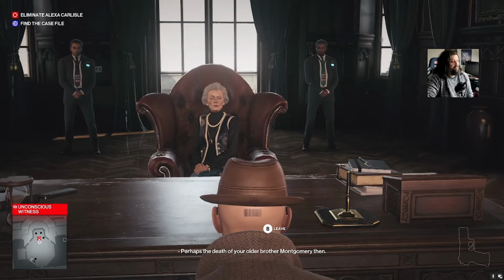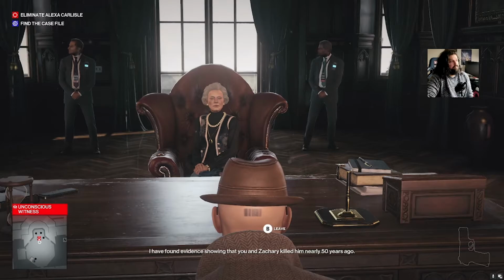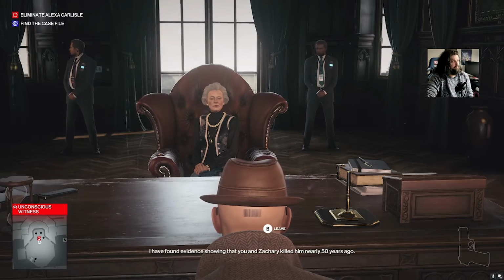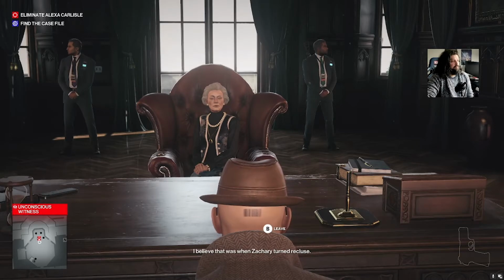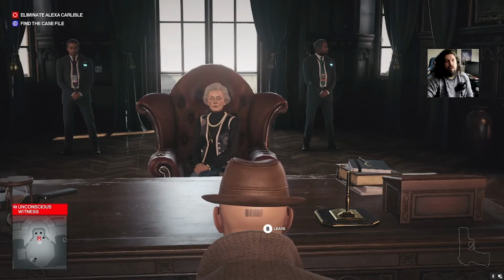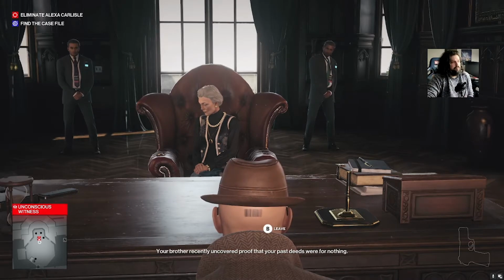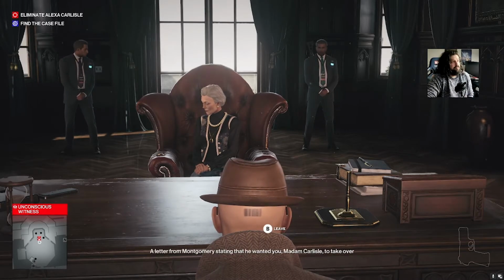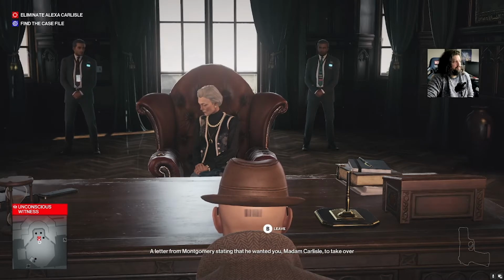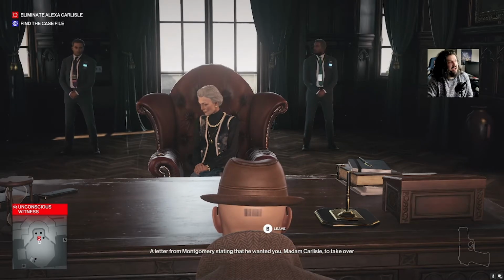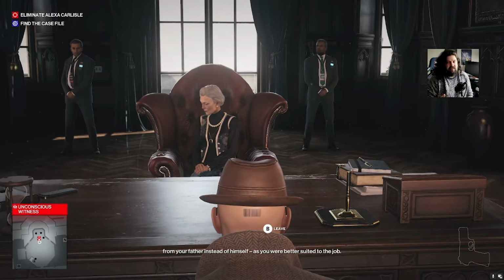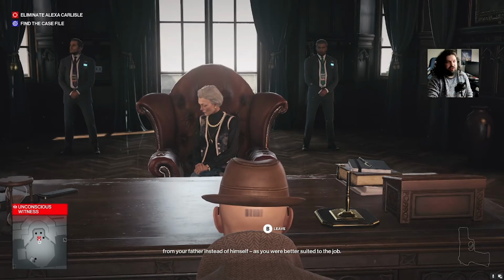Perhaps the death of your older brother, Montgomery, then. I have found evidence showing that you and Zachary killed him nearly 50 years ago. I believe that was when Zachary turned recluse. Your brother recently uncovered proof that your past deeds were for nothing. A letter from Montgomery stating that he wanted you, Madam. Zachary didn't really find this letter. We found this letter, and we're using this to frame the situation to say he killed himself.